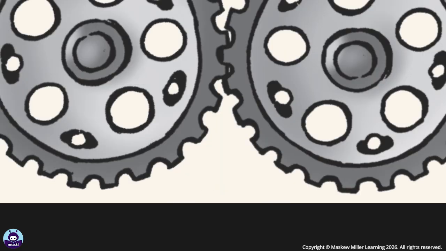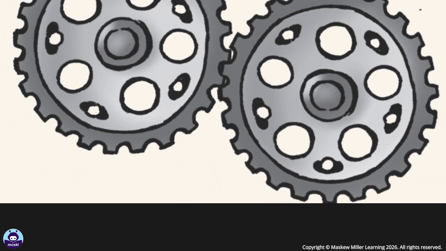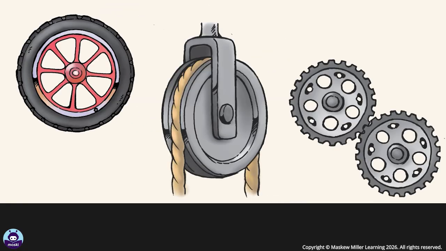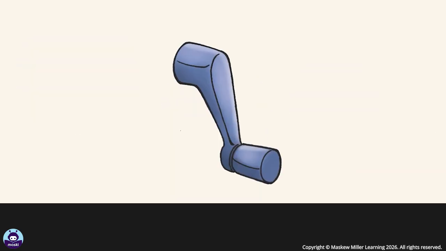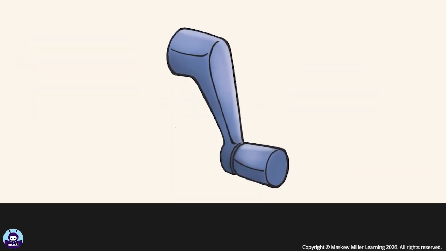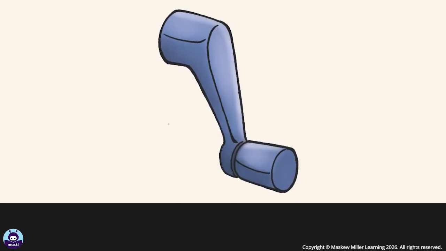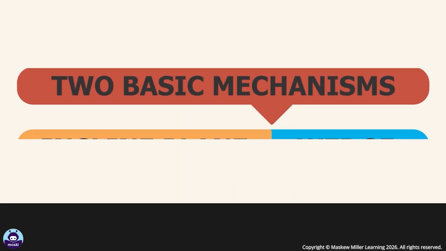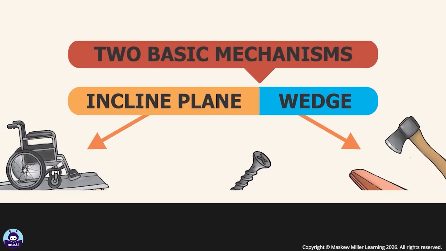The teeth of gears are similar to the spokes of a wheel. When two gears mesh, it is like two levers working together. The wheel, pulley and gear are all Class 1 levers. The crank handle is a modified Class 2 lever and is used as turning and lifting forces in many different mechanisms. The second basic mechanism is the incline plane and wedge.